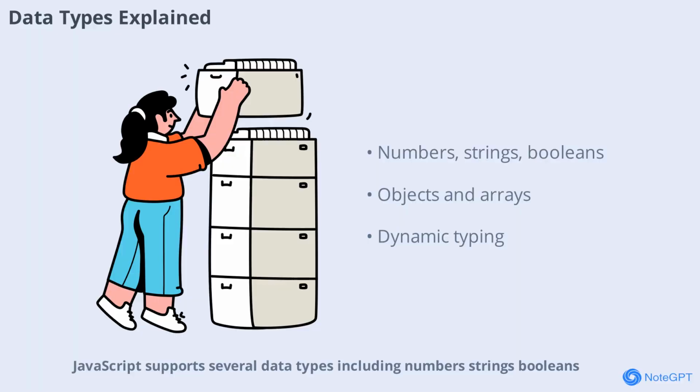JavaScript supports several data types, including numbers, strings, booleans, objects, arrays, and more. Numbers handle mathematical values, strings manage text, and booleans represent true or false. Objects and arrays allow for more complex data structures. Understanding these types is crucial for writing effective scripts.